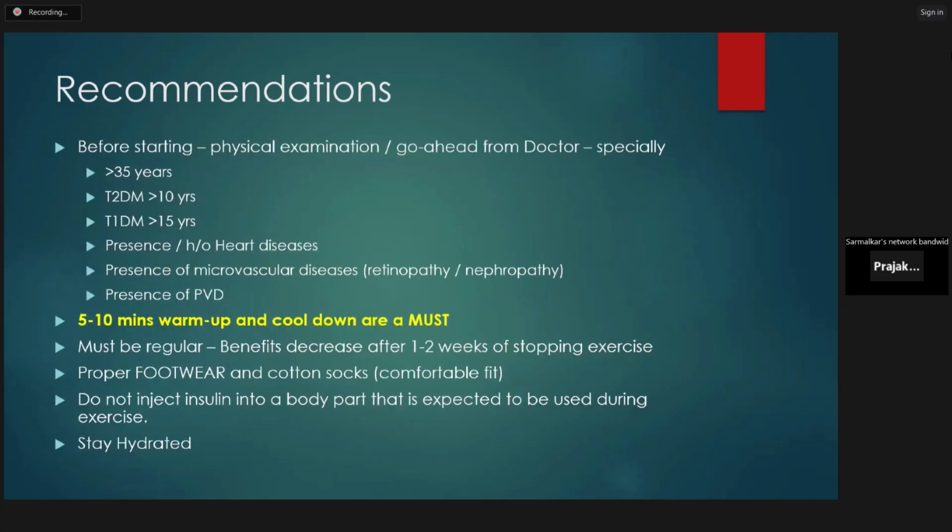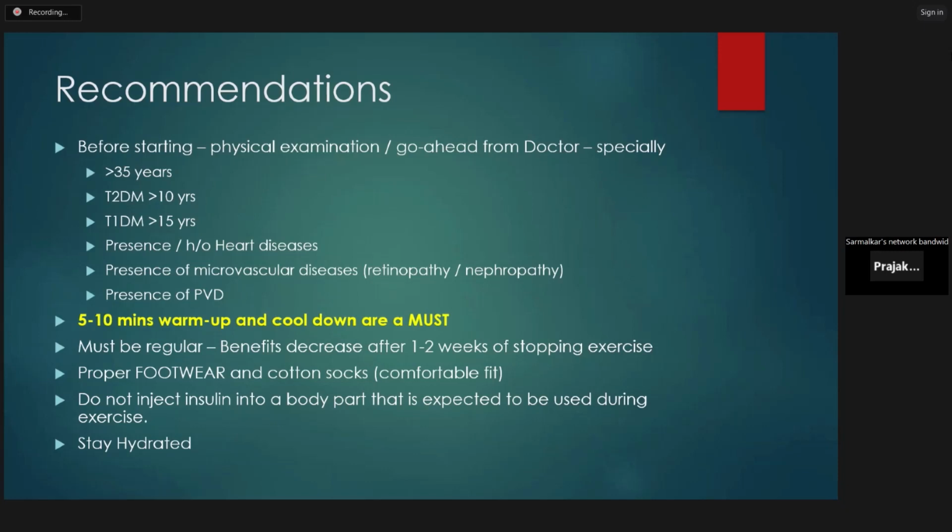What we do is, before starting, get a physical examination or a go-ahead from the doctor, especially if you're 35 years and above, you have type 2 diabetes for over 10 years, or you have type 1 for over 15 years. If there is the slightest history of heart disease or you have a heart condition, please get yourself evaluated. If there's a presence of microvascular disease, retinopathy or nephropathy, I'm going to come to those guidelines as well. Get yourself evaluated, and also for the presence of PVD.